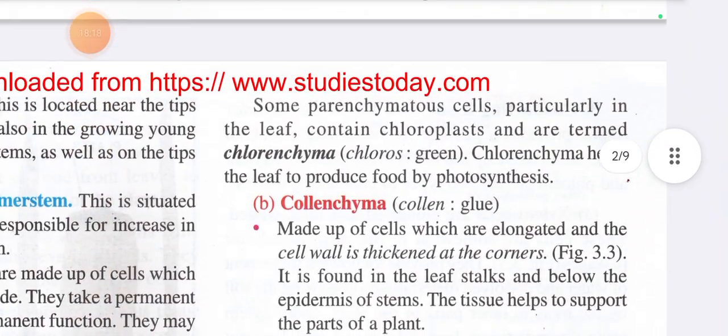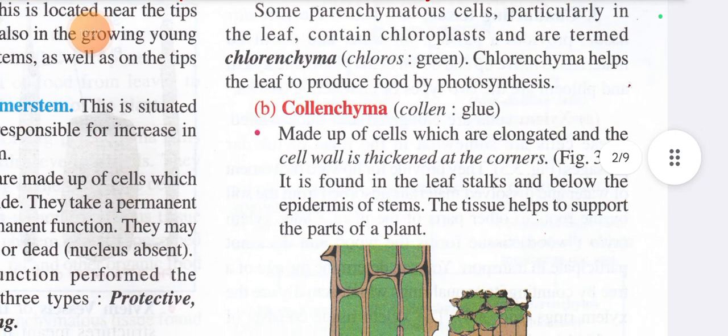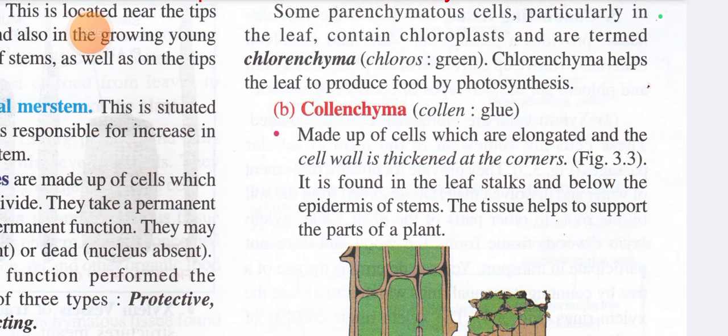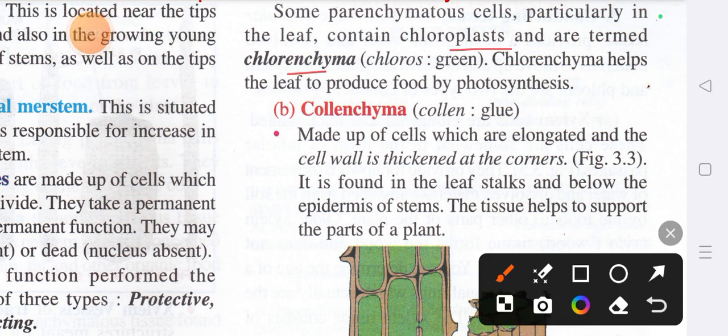Alright, now let us move to the next thing. Some parenchymatous cells, particularly in the leaf, contain chloroplast, and they are termed chlorenchyma. As I told you, parenchyma have vacuoles, and they also have chloroplasts within them, which have chlorophyll, the green pigment. Therefore, it is called chlorenchyma. As chlorophyll is there, it will definitely do photosynthesis and produce food. So chlorenchyma helps the leaf to produce food by photosynthesis.